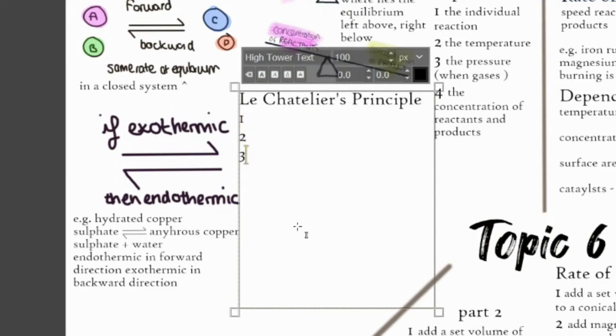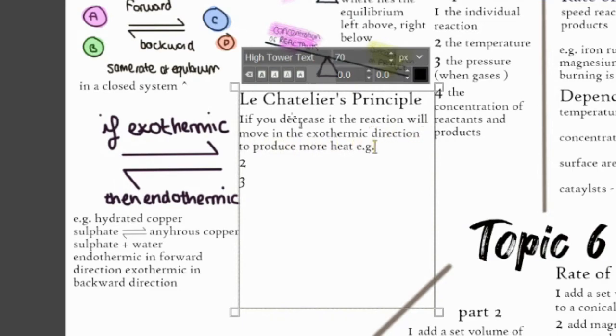Number 1, the temperature. If you decrease it, the reaction will move in the exothermic direction to produce more heat, e.g. in making ammonia, where the forward direction is exothermic. A decrease in temperature increases the amount of ammonia made.